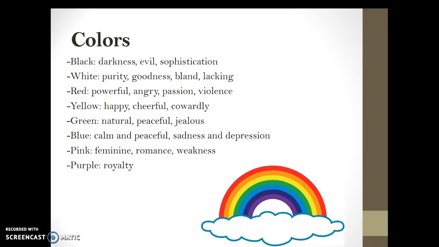Colors are also considered archetypes because they have specific meanings. Here are a couple examples. The color black can mean darkness and evil, which are negative connotations, but black can also symbolize sophistication. White can symbolize purity and goodness, but could also symbolize bland or lacking. Red can symbolize power, anger, passion, as well as violence. Yellow can mean happy and cheerful, but also cowardly. Green means natural, peaceful, or jealous. If you've ever heard someone call someone a green-eyed monster, that means that they're jealous.